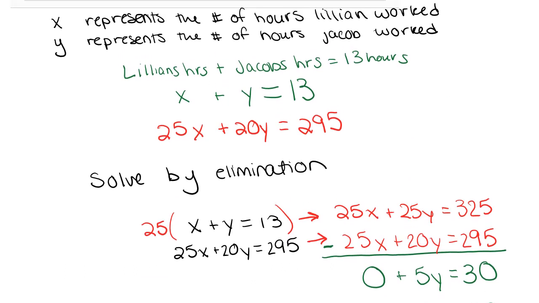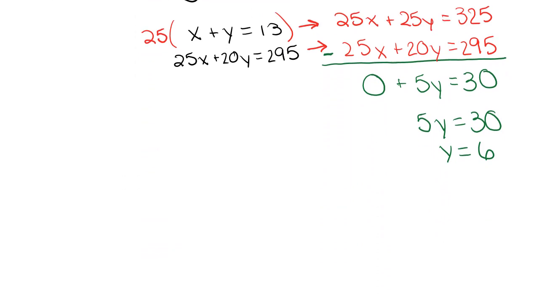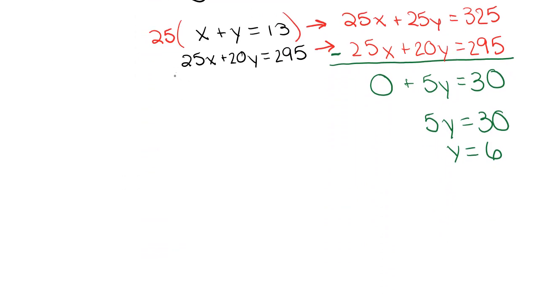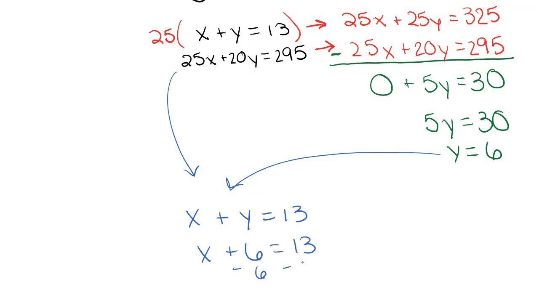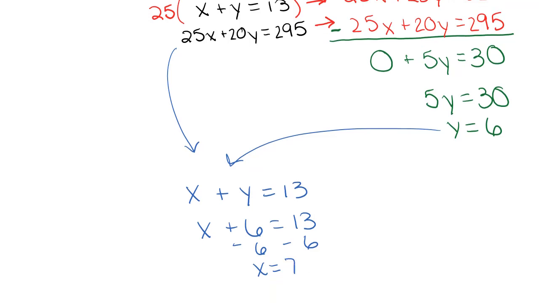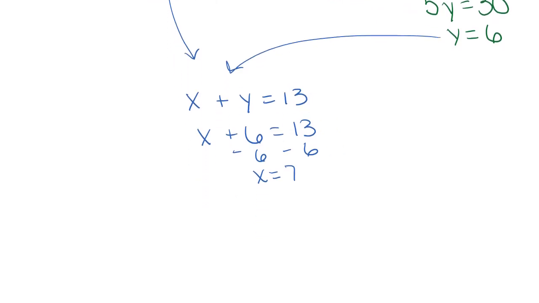We need to also find out how many hours Lillian worked. All right, let's do this. So I'm going to take either one of the original equations and this y equals 6. And let's see, 25x plus 20 times 6 equals 295. Actually, let's backtrack, because even easier, one of my original equations was x plus y equals 13. X plus 6 equals 13. This one's just a little bit easier to solve. 13 minus 6 is 7. Sweet. All right, and now I'm going to put that into a sentence.